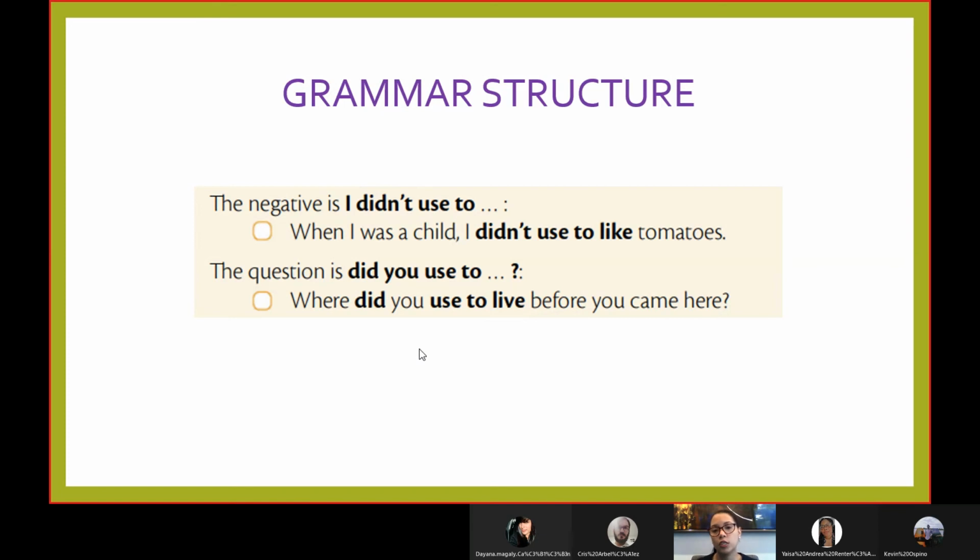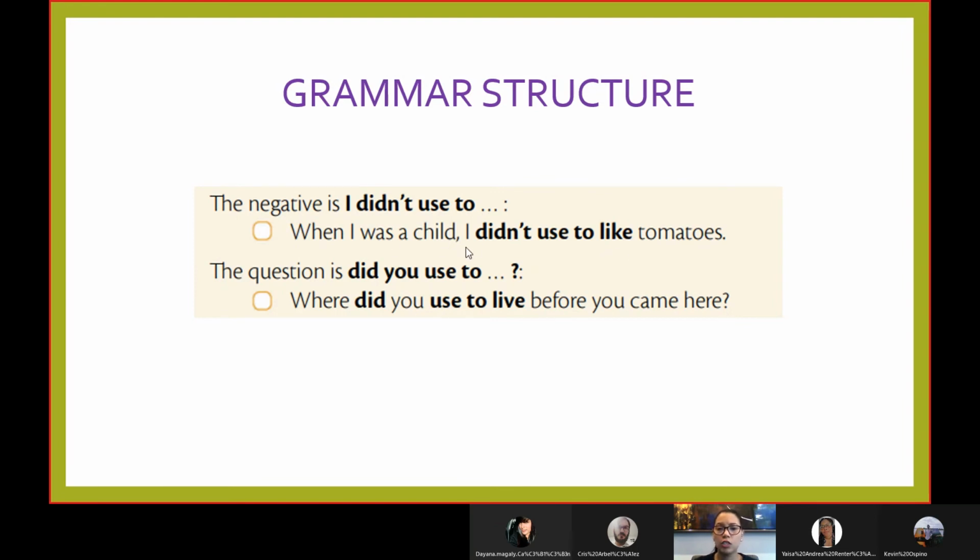Now, for the question, you have to switch the pronoun you with the auxiliary, right? Did. And then you write first did. So did you used to? And remember, when you have did, as did is the past form, you don't change use for used. No, right? So use remains in the base form. And here you have some examples that can help you.